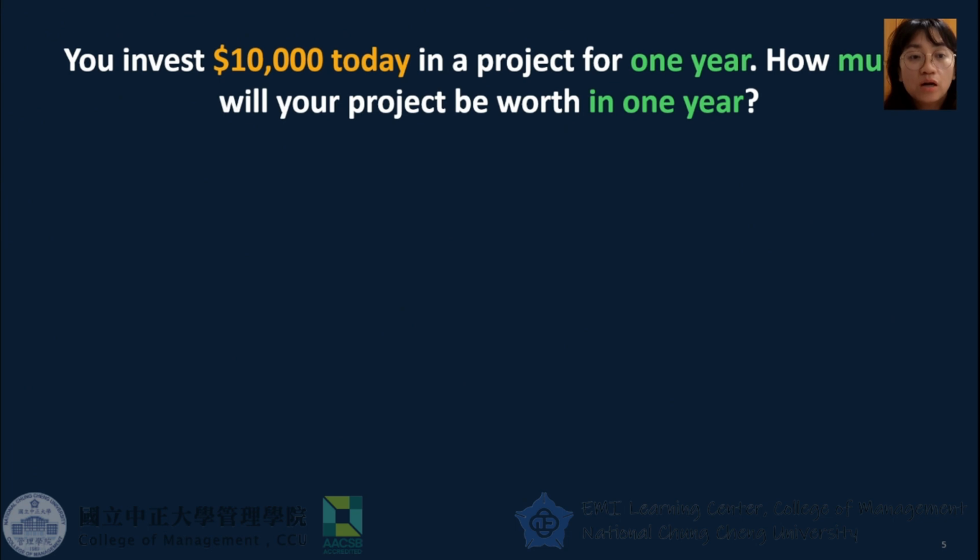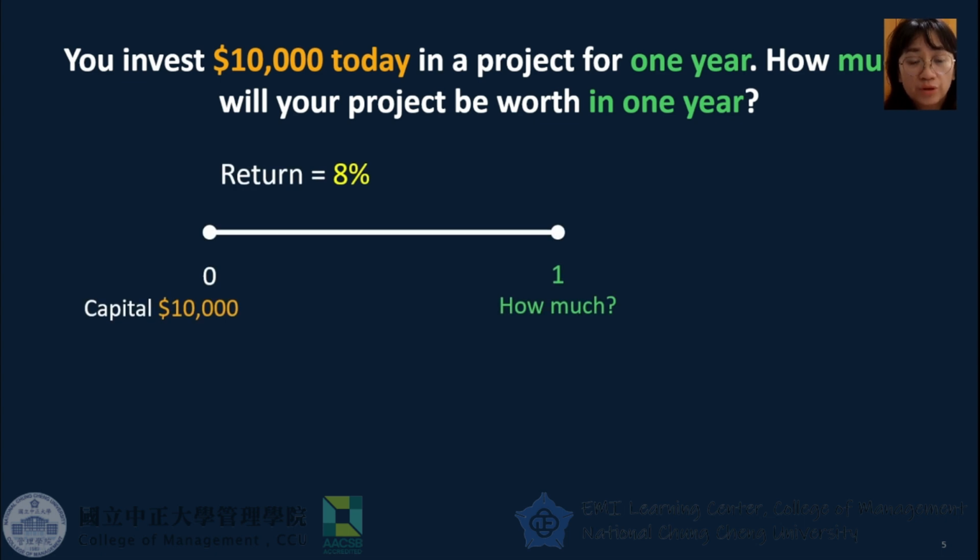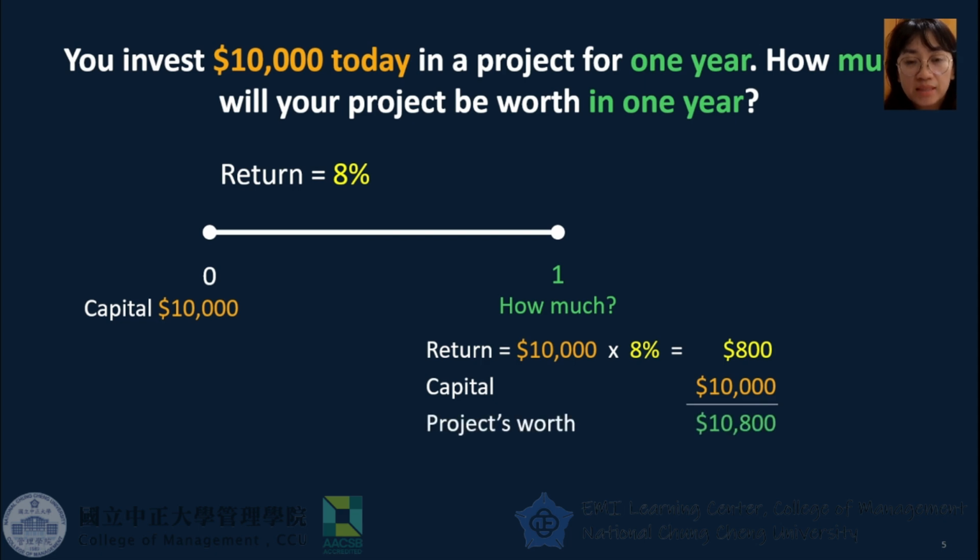Okay, so suppose you invest $10,000 US today. The return is 8%. How much will you have in 1 year? This equals the return you will get, which is $800, plus your capital, $10,000. So totally, in 1 year, you will receive $10,800. The $10,800 amount here, we call it future value.